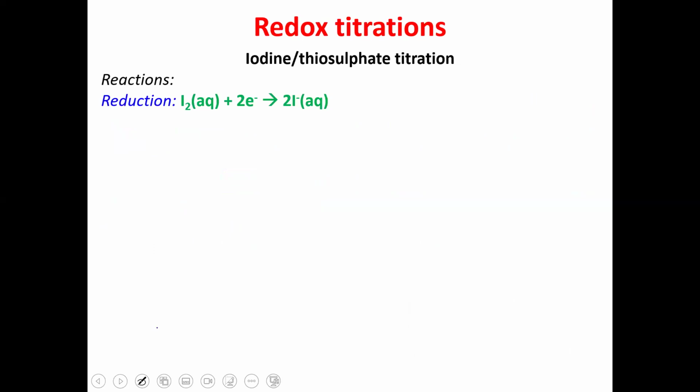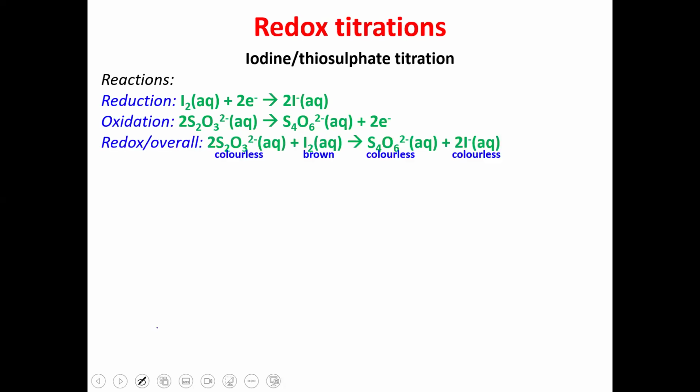Iodine takes 2 electrons and becomes 2 I minus. This is reduction. Then who is doing oxidation? This S2O3 2 minus, the thiosulfate, turns into S4O6 2 minus. And then this is the overall equation, and the solution changes.